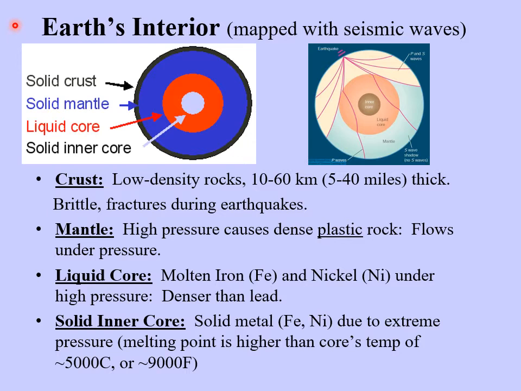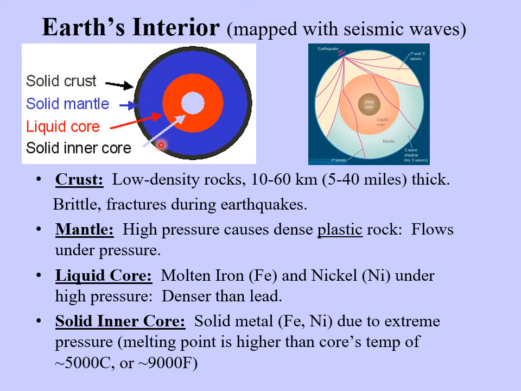And the basic structure here is the result of the process of differentiation, which we talked about in the last part of this lecture. When the Earth was young and molten, the heavy materials, metals basically, sunk to the center, and the lighter rocks rose to the surface. And of course, then we have an atmosphere around that. So our Earth's structure is based on that idea of how it forms.